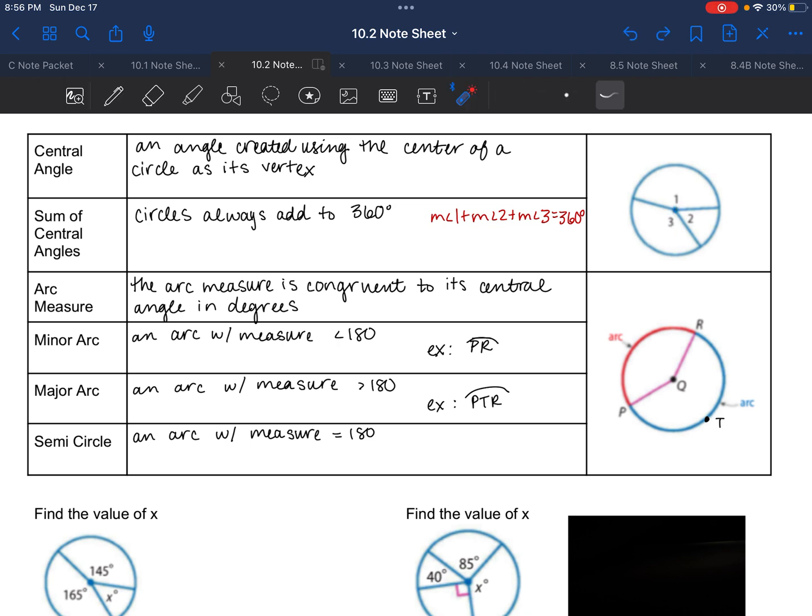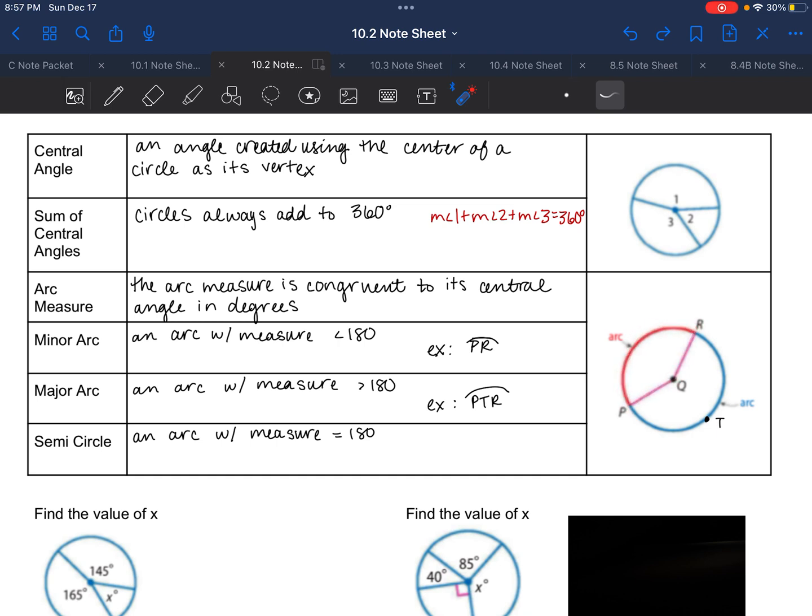Arc measure. The arc measure that's created by your central angle is congruent to the angle. Okay, so this arc here, its arc measure is congruent to this angle measure. And that is specific to central angles. A minor arc has an arc measure of less than 180 degrees. So this arc here would be a minor arc because angle PQR is less than 180. So the arc measure is less than 180.